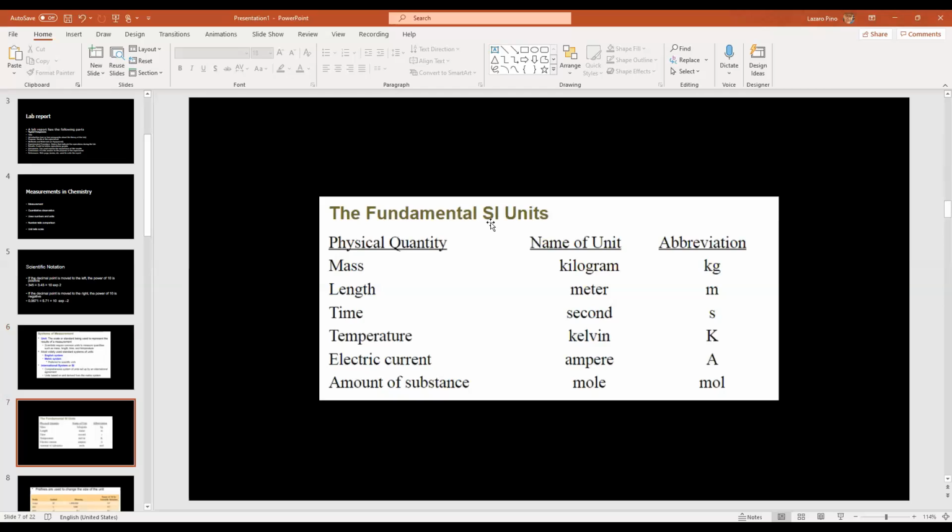In the international system, the unit for mass is kilogram, for length, meter, for time, second, for temperature, Kelvin, for electric current, ampere, and for amount of substance, the mole. The mole is very important in chemistry. We are going to use it later.